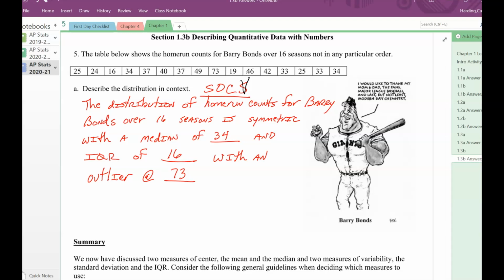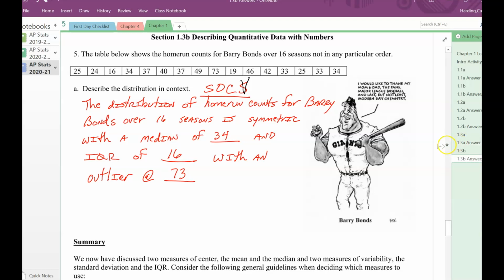However, because of an outlier at 73, we are still going to use the median and the IQR as measures of center and variability. So the distribution of home run counts for Barry Bonds, that's your context, over 16 seasons is symmetric, it's your shape, with a median of 34, that's your center, and an IQR of 16, that's your variability, with an outlier at 73.